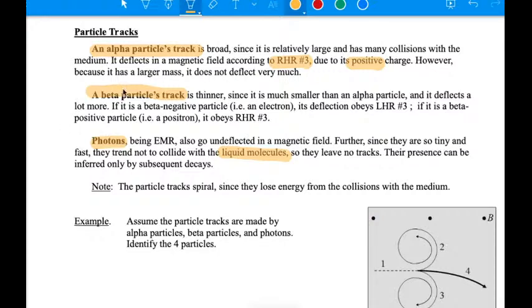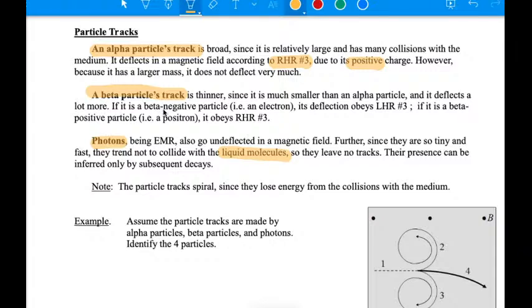Now, a beta particle is going to be thinner since it's a much smaller mass, right? These are essentially electrons or positrons, so not very massive at all. Very thin track. It's not going to displace much of the medium. So looking at this example down here, I would say those two thinner lines, number 2 and number 3, would most likely be our beta particle tracks. But it also will deflect a lot more because it has less inertia, less mass.